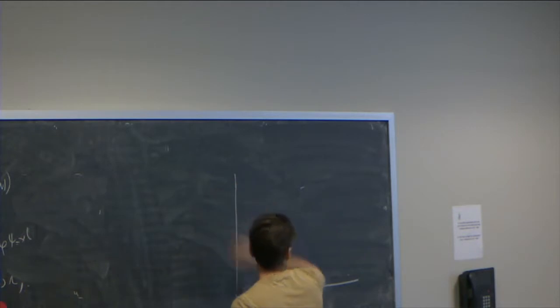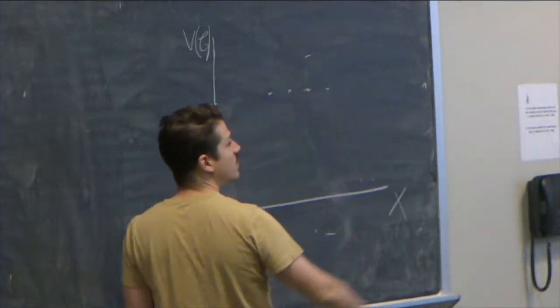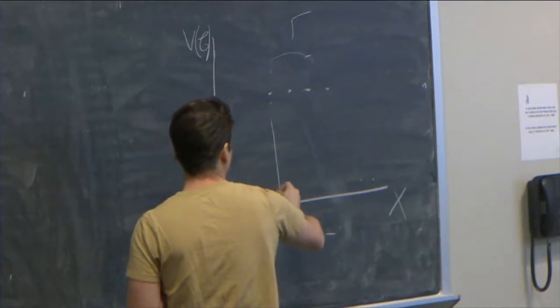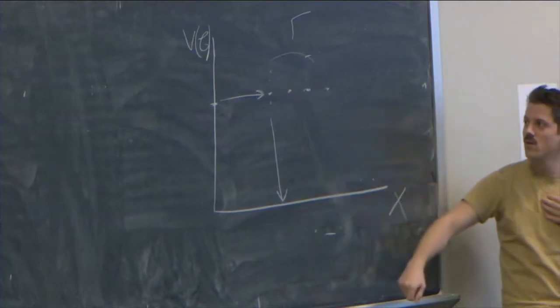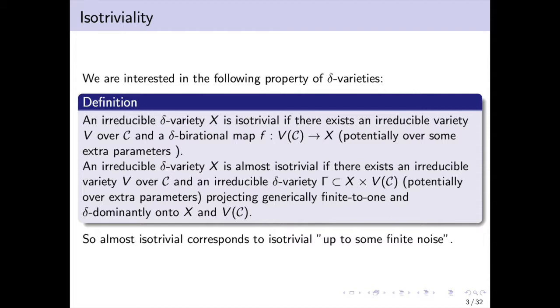Right, so instead of having a map, I have a sub-delta variety of X cross V(C), and the idea is that if I take a point in V(C) here, I find finitely many points that are in this subvariety, and then this projects finite-to-one onto X. So it's the same idea, except I have some sort of finite noise around. I don't really have a map. And again, in model theory, it's just the difference between being in the definable closure and the algebraic closure. So basically that's what I'm going to be interested in today, isotriviality, and mostly in how isotriviality varies in families.